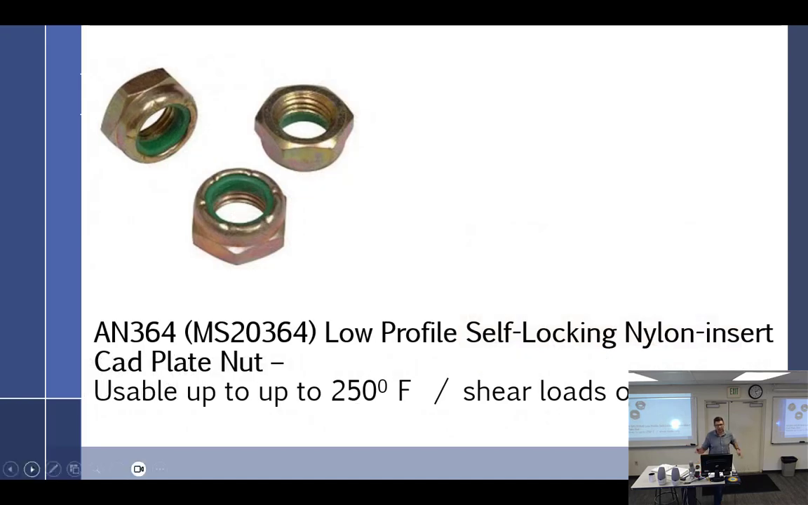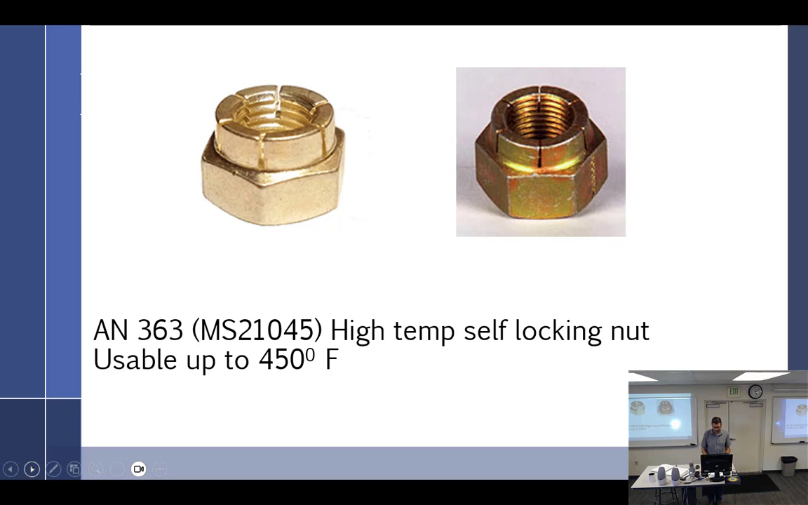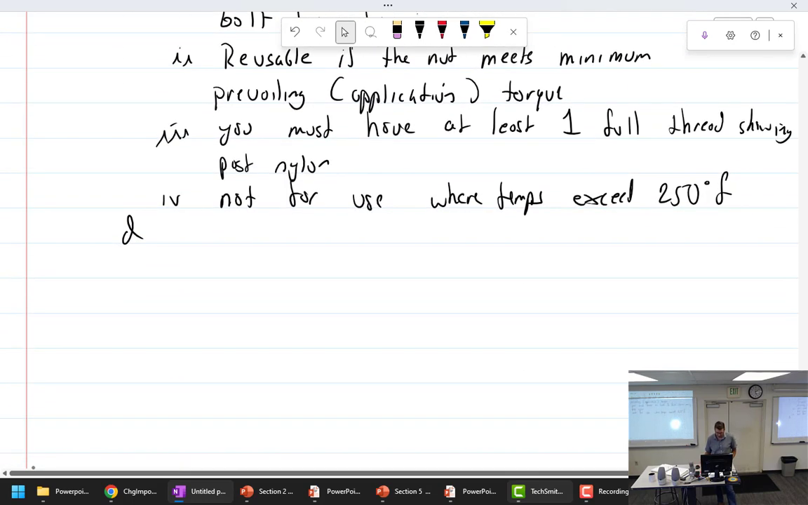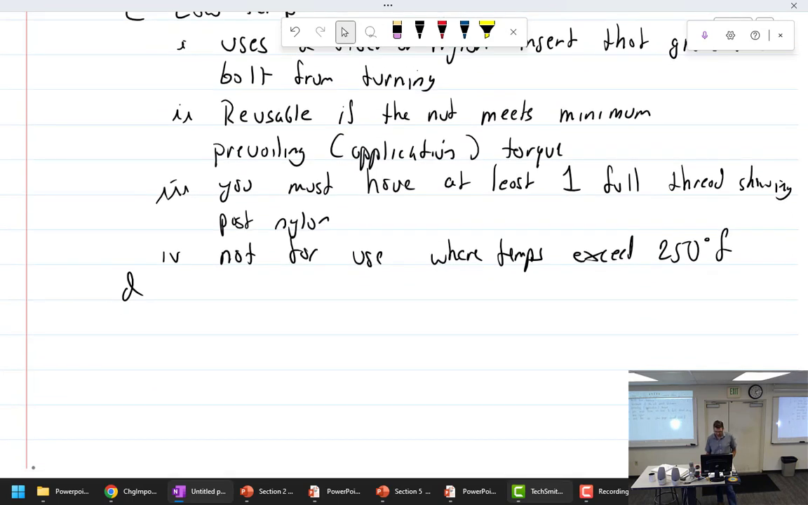All right, then we have the high temp. I'm using finger quotes because high temp is up to 450 degrees. That's not very high temp. So, all right, so let me see. Self-locking nuts at low temp. Is it A, B, C, D? Low temp. So we'll call this high temp, sort of.